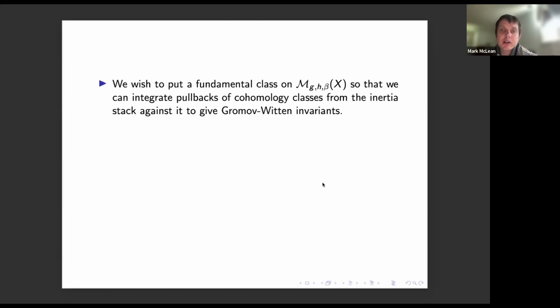So we wish to put a fundamental class on this moduli space, and so we can integrate pullbacks of cohomology classes to get Gromov-Witten invariants. And I use this word inertia stack, and I'm not going to tell you what that is. Again, you can look that up if you're interested in actually doing Gromov-Witten theory. I'm just going to focus on building a fundamental class for this talk.